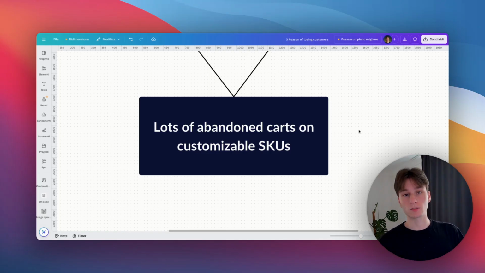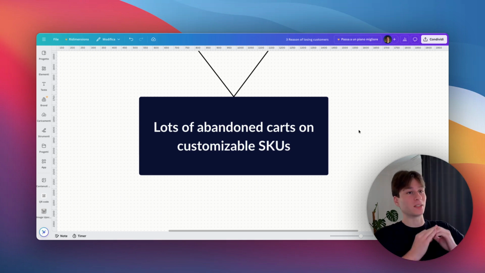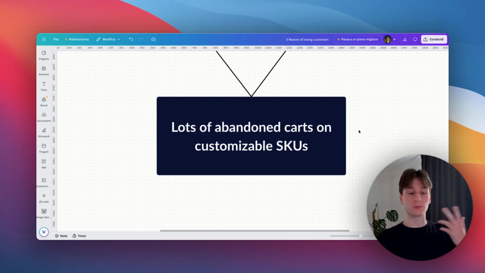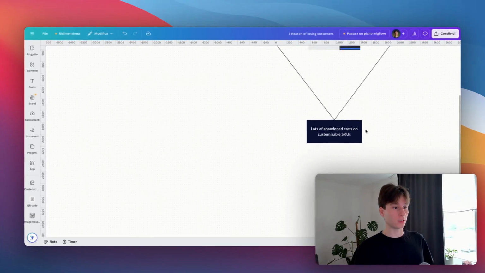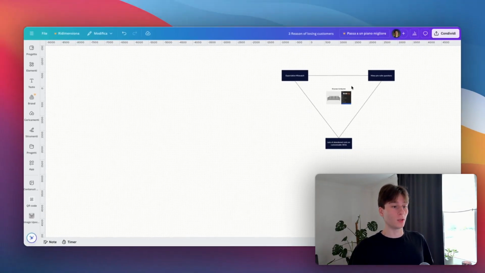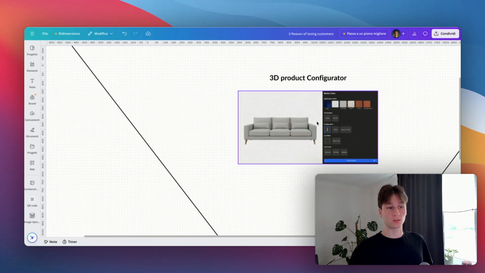And actually, another of my clients, after implementing this solution, saved 80% of their time on a customizable product. Let's say in 100 hours of work, they save 80 hours, and that's amazing. So how can you solve all of these problems? Because as you can see, this is like a triangle, and you can solve this with a 3D product configurator.